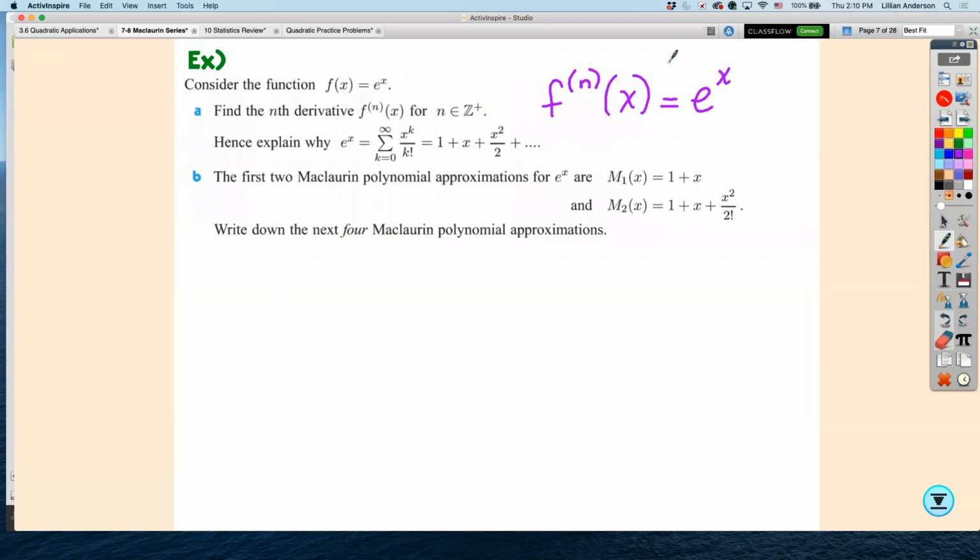So even though it doesn't say use the Maclaurin series to explain this, you need to be able to recognize that this is the same notation. So if you were to get something like this in the IB exam, it's essentially saying use the Maclaurin series to explain why it is this particular summation here.